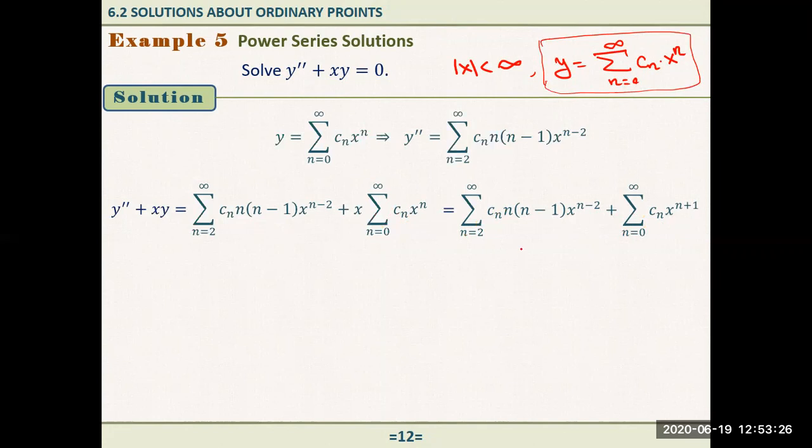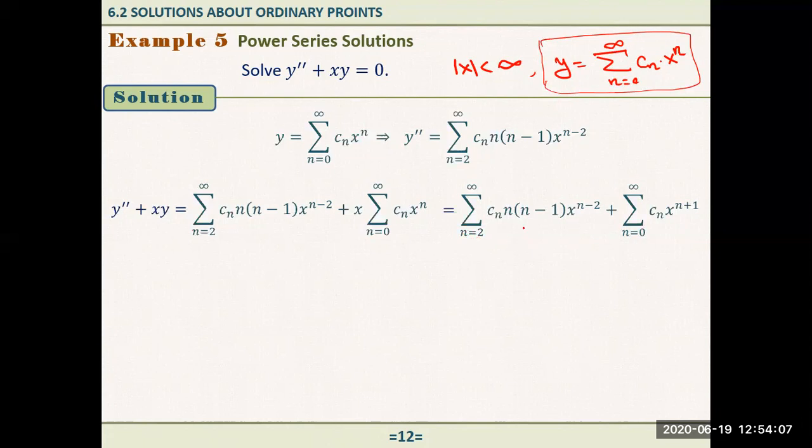The next task is to express these two power series as one power series. To do this, we need to have the same x component. Here we have x to the power n minus 2 and x to the power n plus 1. They're different. Also, the index here starts with 2 and here starts with 0. By re-indexing, I can change the index so that both start from the same number.